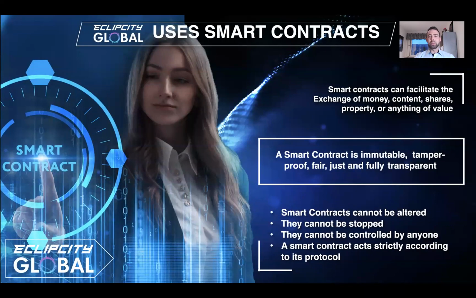Now, EclipCity Global uses smart contracts. What is a smart contract? Well, a smart contract is basically a contract that can facilitate any kind of money, content, shares, property, or anything of value. A smart contract is immutable, tamper-proof, fair, just, and fully transparent. It cannot be altered, it cannot be stopped, and it cannot be controlled by anyone. It acts strictly according to its pre-written protocol. That is what brings the trust and confidence to the smart contract industry, and that is why we're seeing such a boom, hitting the DeFi sector and the smart contract DApp industry.